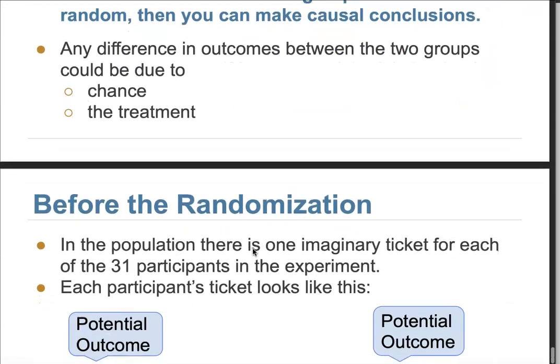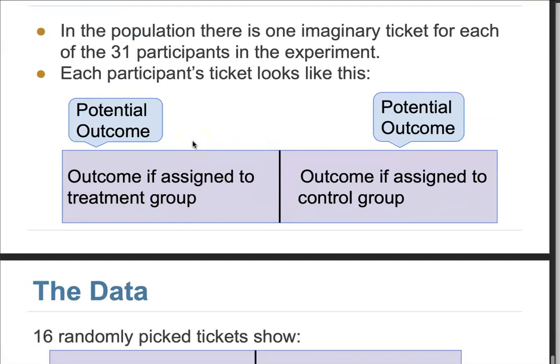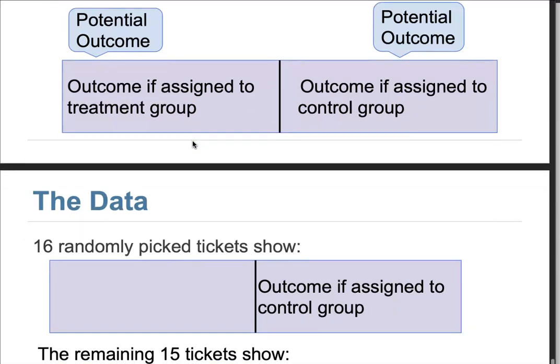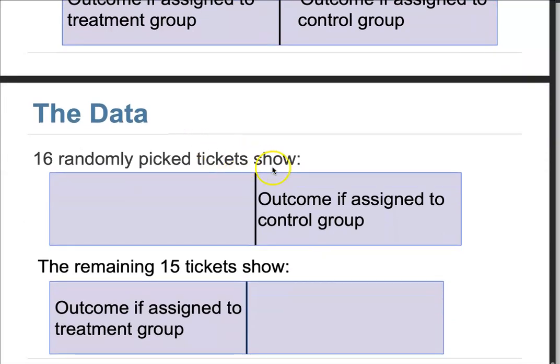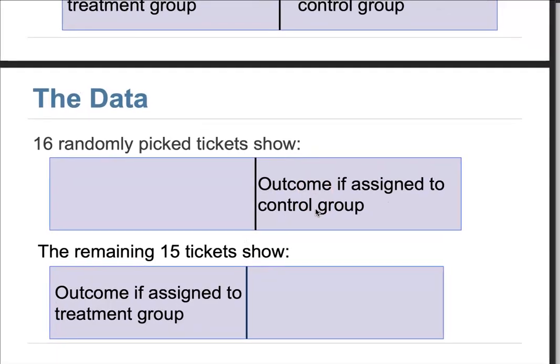Okay, so that's very important, how we can do the causality hypothesis testing. Remember when we decide the population, for example, here we have a sample, with 31 participants. From this experiment, we don't know which one they are. We just think they randomly picked a ticket to be assigned. So we have 16 tickets for the control group and 15 for the treatment group.